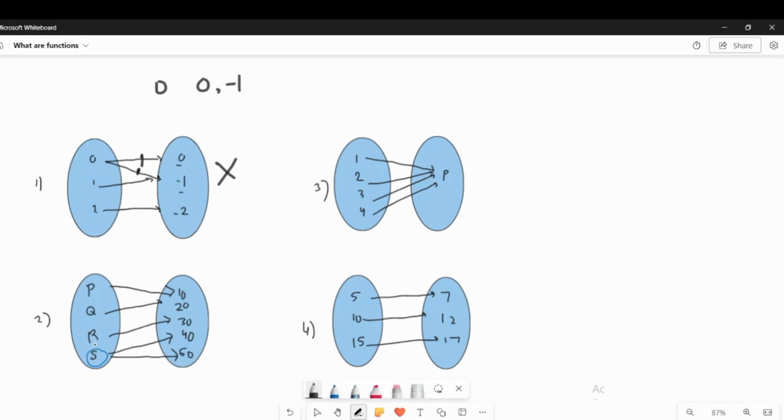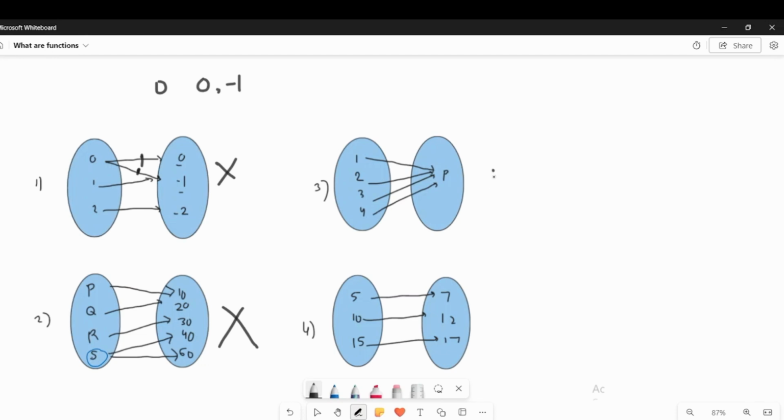And question number 2, again you can see P's output is 10, Q's is 20, R is having 30, but S is having two outputs here, 40 and 60. So again you can see here that this is not going to be a function, since the input S is having two outputs. Now if we see question number 3, you can see here that every input is just having one output, that is P. Although all of them are having the same output, but again that's not a concern here.